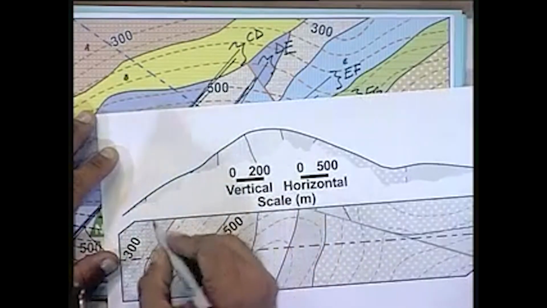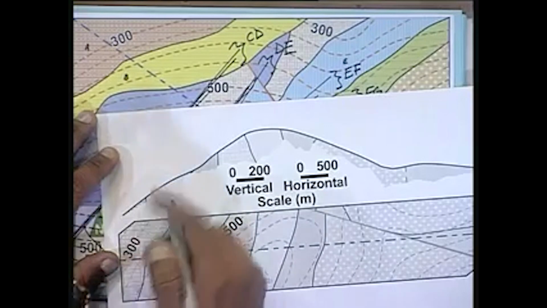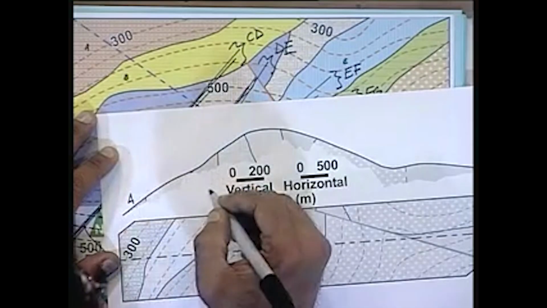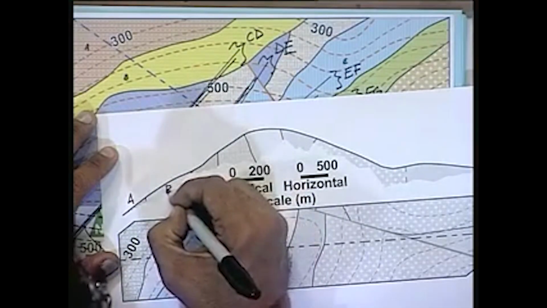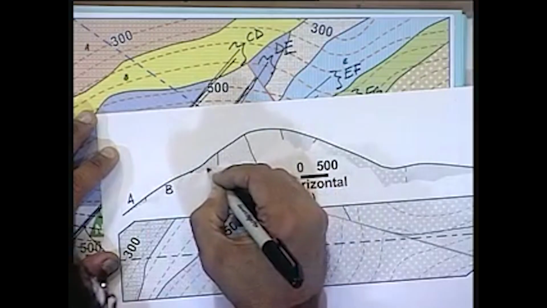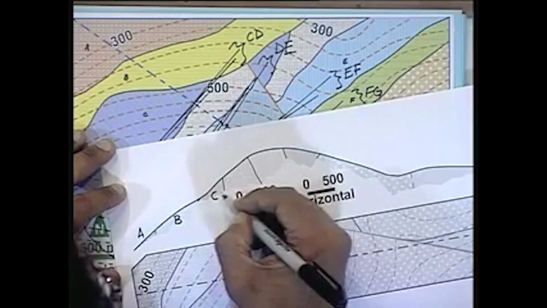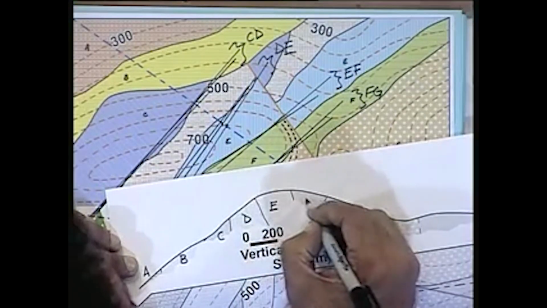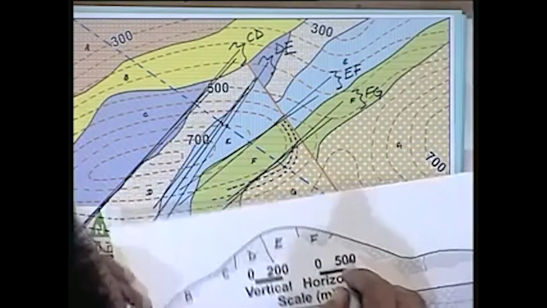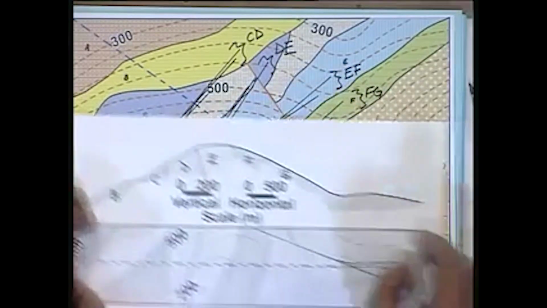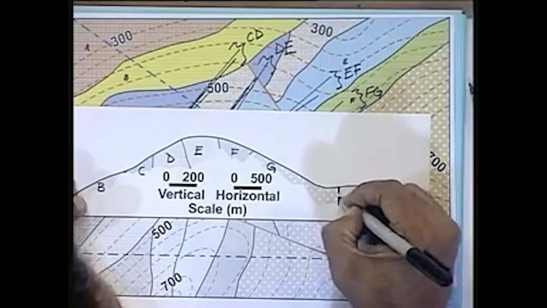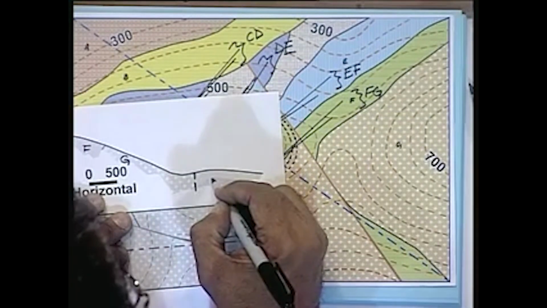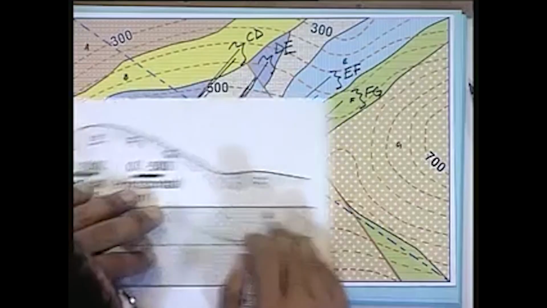So let's mark the units anyway on this particular section. So this one is unit A, and after that we got into unit B, and then this one is unit C and D and E, F and G, and then we hit the fault line. We hit the fault line, and finally on the other side of the fault line we get back into F.